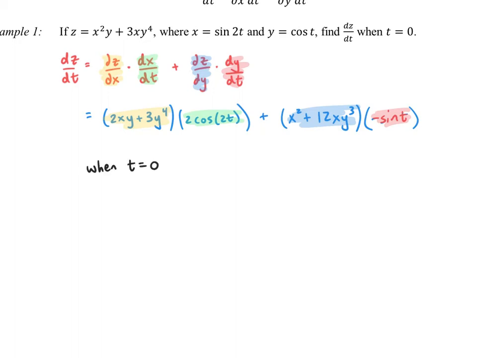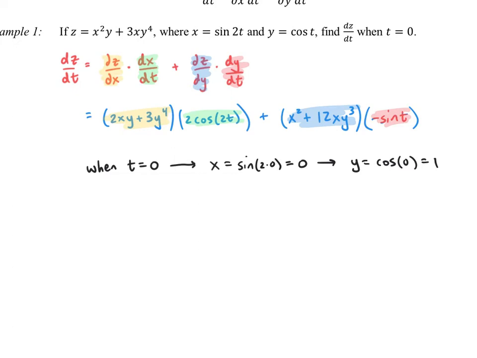However, if you notice in your equation, you have x's and y's as well. So we need to figure out what that tells us about x and what that tells us about y. So all we need to do is go up to x equal to sine 2t. And if t is 0, that means x would be equal to sine of 2 times 0, which is, of course, 0. And for y, we have cosine of t. So if t is 0, we end up getting a y value of 1.